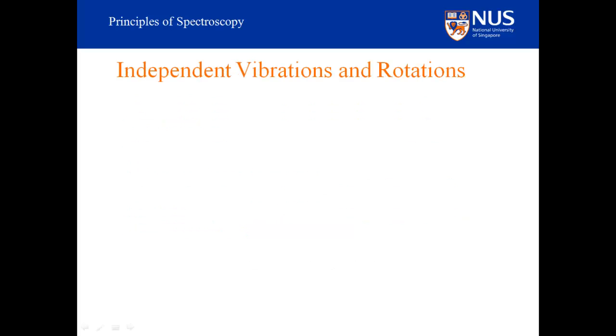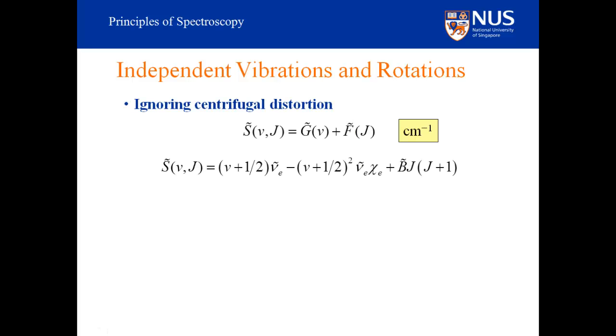Now, although I have already mentioned that there is some coupling between the vibrations and rotations, let's start by considering them to be independent. So we will ignore centrifugal distortion to reduce the amount of maths. We can always include it later. If I want to know the energy of a molecule that is in the V vibrational state and the J rotational state, it literally is just the vibrational energy plus the rotational energy.